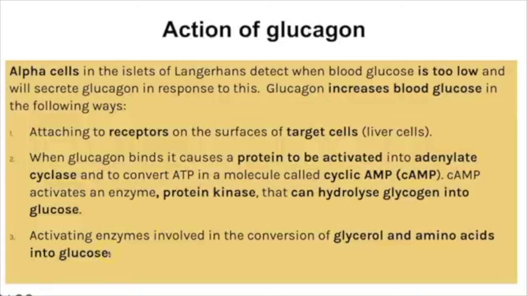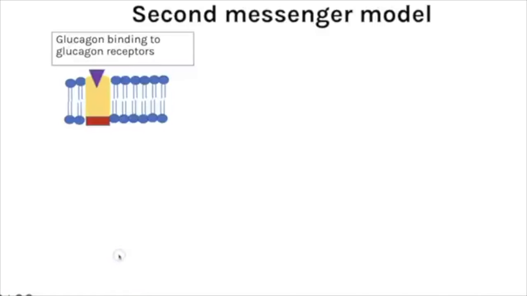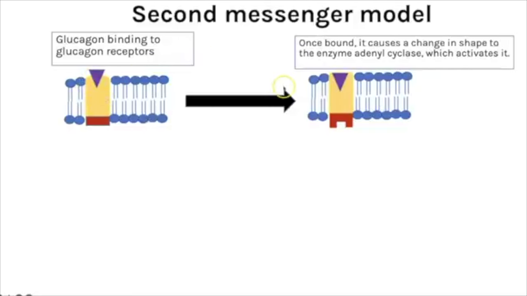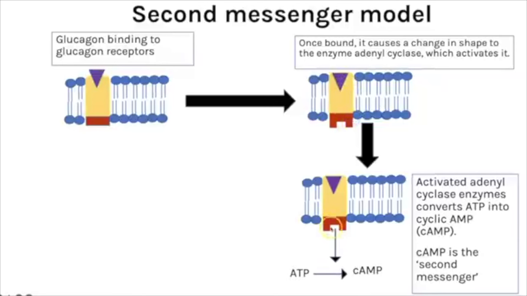It will also activate other enzymes to convert glycerol from lipids and amino acids from proteins into glucose. So this is the second messenger model. The glucagon binds to the glucagon receptors on the target cell, so for example the liver. That, once it is bound, causes this protein to change shape. And that change in shape to the enzyme adenylate cyclase makes it activated. And the activated form can catalyze the reaction of converting ATP into cyclic AMP.